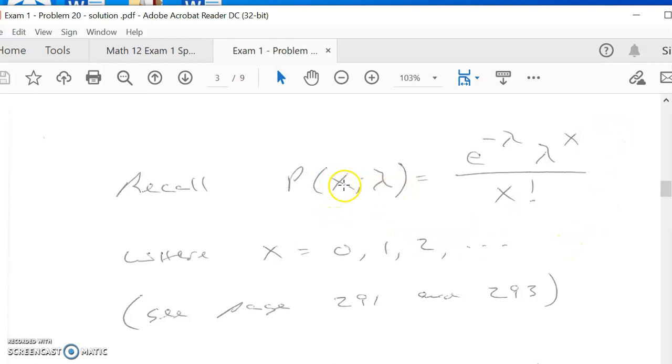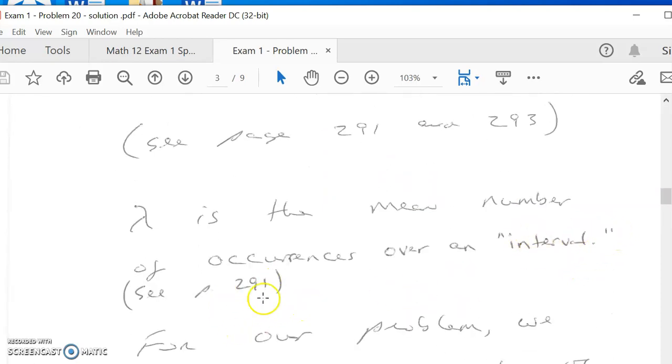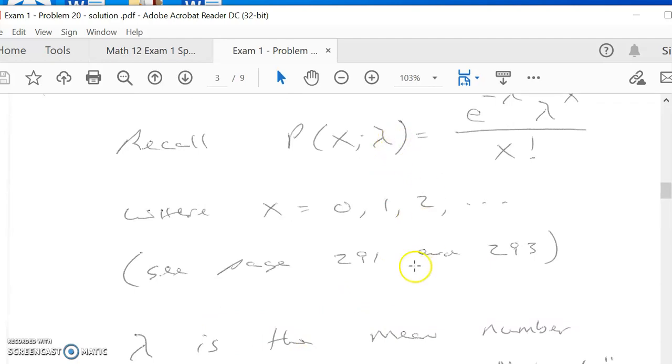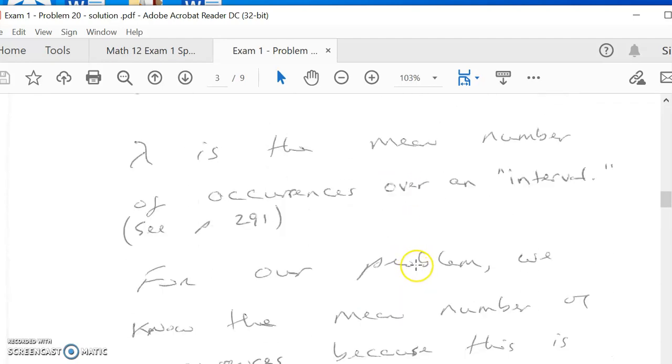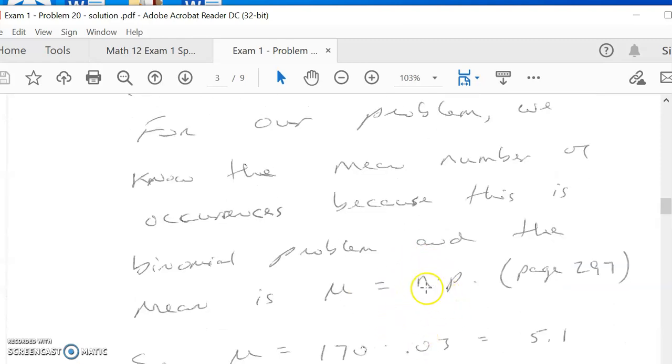Well, again, x is the number of occurrences that we're interested in. Lambda is the mean number of occurrences over some interval. See page 291. Okay. Well, that's easy enough to calculate. The lambda is easy enough to calculate because it's the mean, right? Well, we know what the mean is of a binomial. A binomial distribution is n times p. The mu, the mean of a binomial distribution, is n times p. That's on page 297.